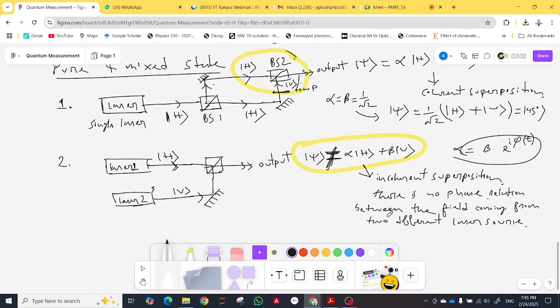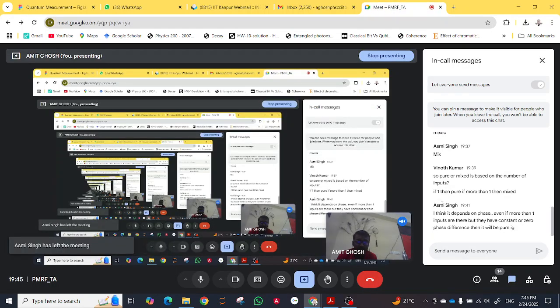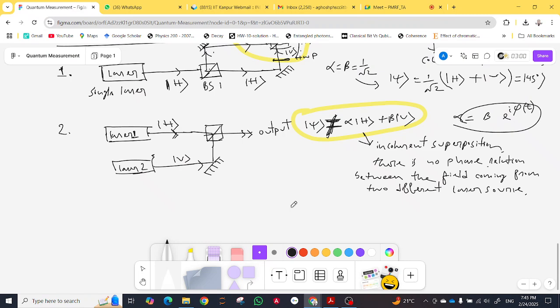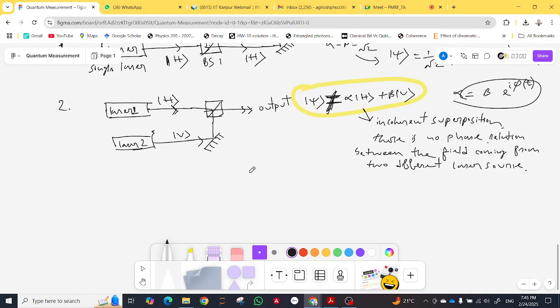If you can make the two laser sources such that they have a definite phase relationship between the two, then obviously you can write psi equals alpha H plus beta V. But experimentally it is not possible, so it is not a pure state. In fact, in this output you cannot write the state. So that's why you need the mixed state, or density matrix. Why do you need the density matrix?